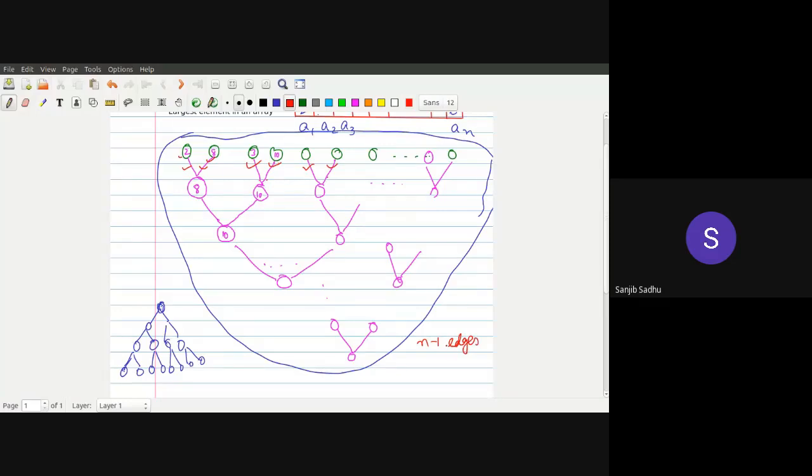Is it possible to connect all these using a smaller number of edges?